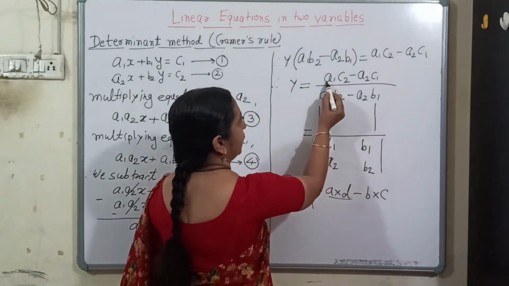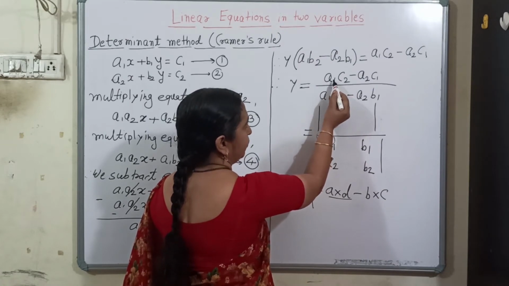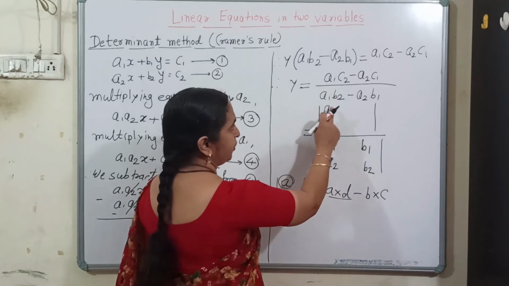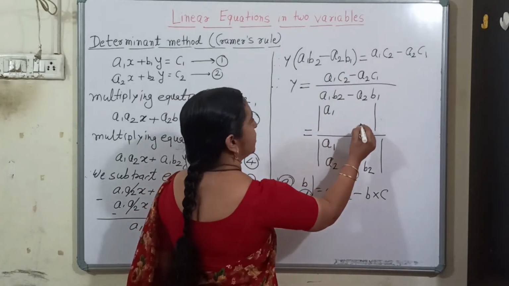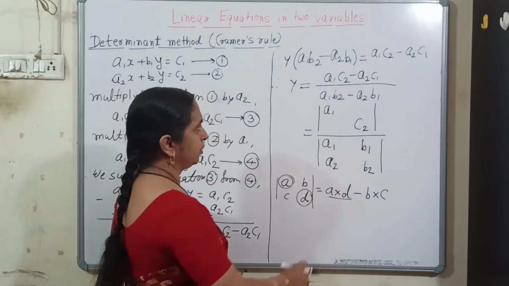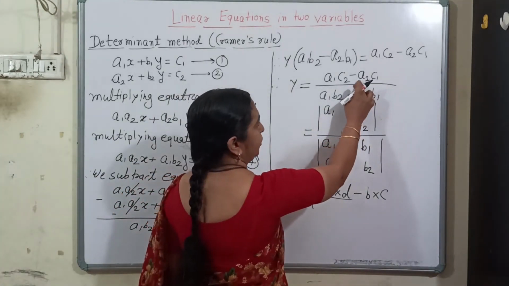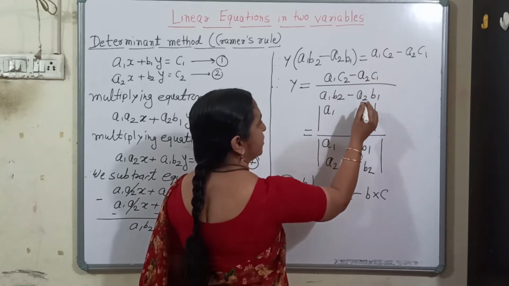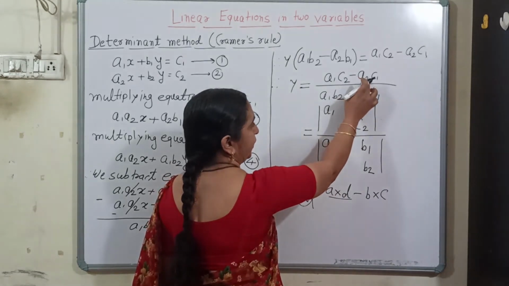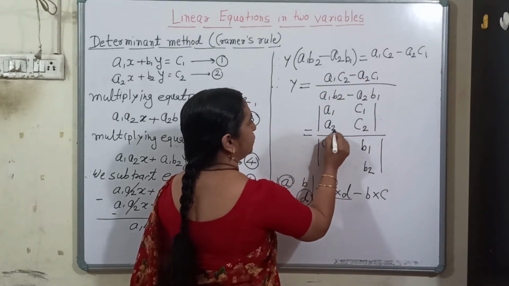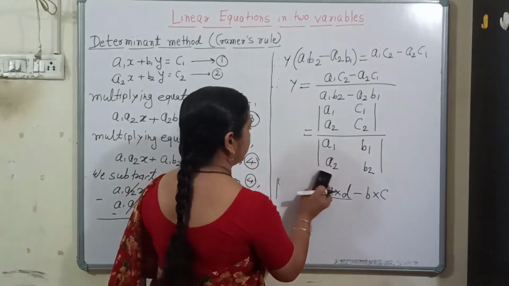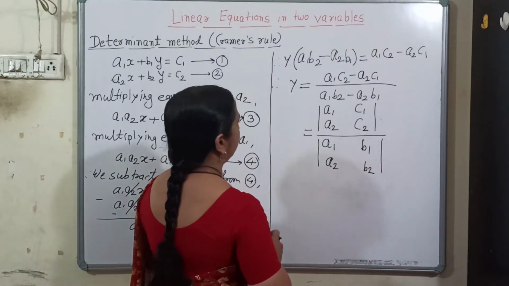First term is a1 c2. a1 has suffix 1, therefore we write a1 in the first row. c2 has suffix 2, therefore c2 in the second row. Second term is a2 c1. c1 has suffix 1, therefore we write c1 in the first row. a2 has suffix 2, therefore we write a2 in the second row. And therefore this is the formula for finding the value of y.